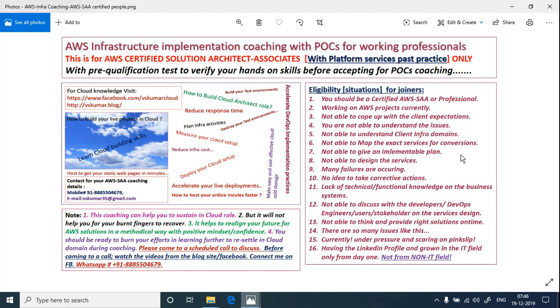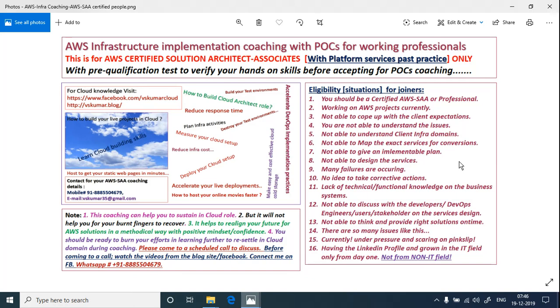Not able to give an implementable plan, that is lacking. Not able to design the services, obviously. For that infra setup, you are not able to design. You can design a default setup, but that default setup is not going to help for the real infra setup. Many failures are occurring, obviously. No idea to take corrective actions. At this point, confusion will be created.